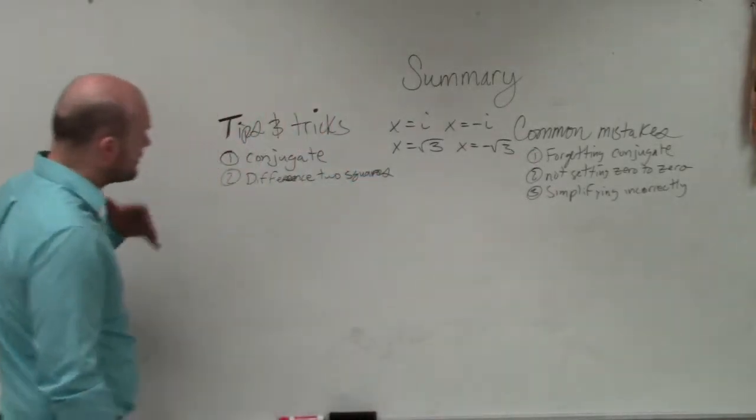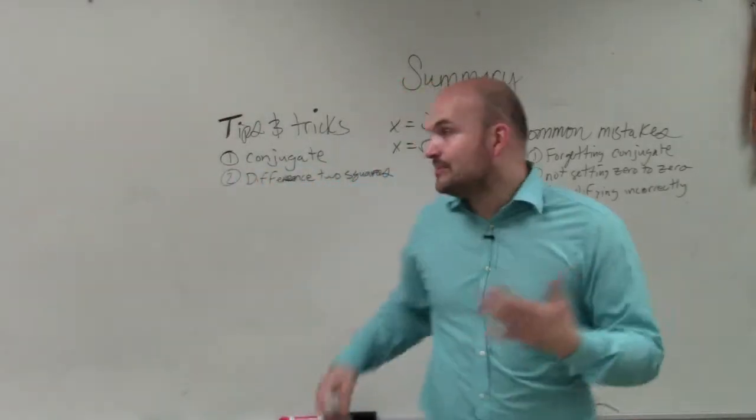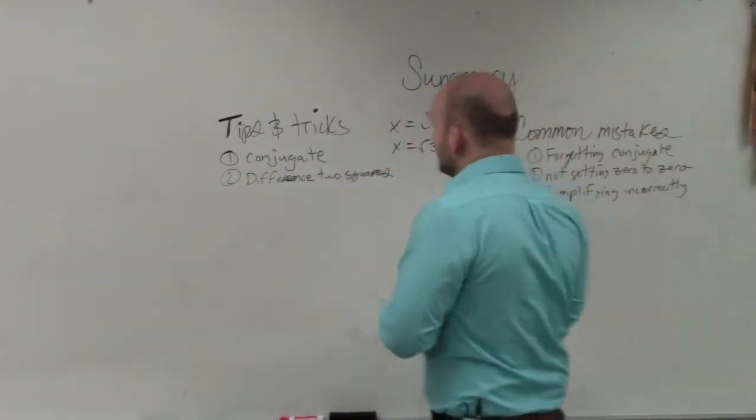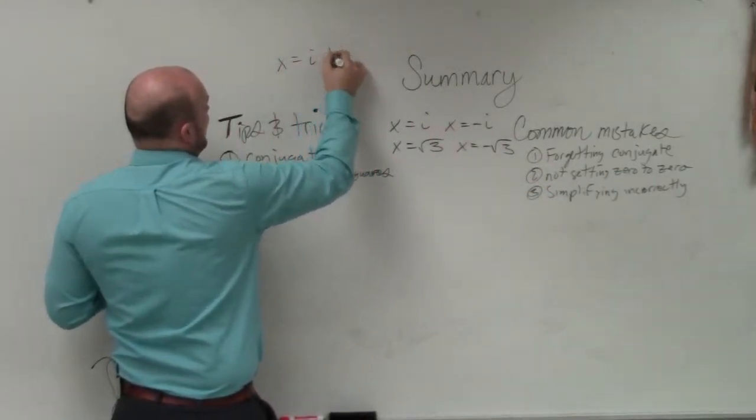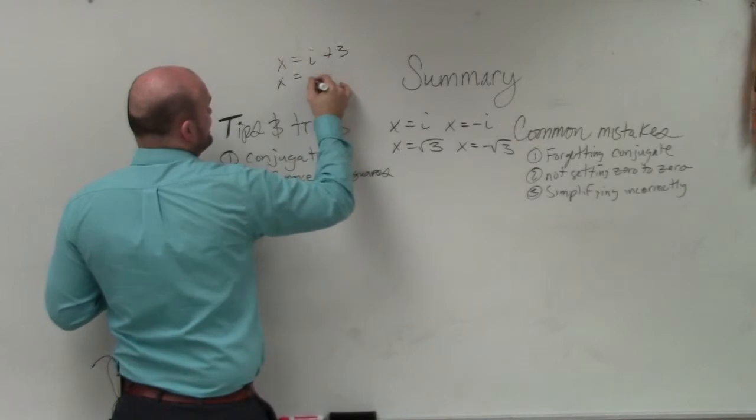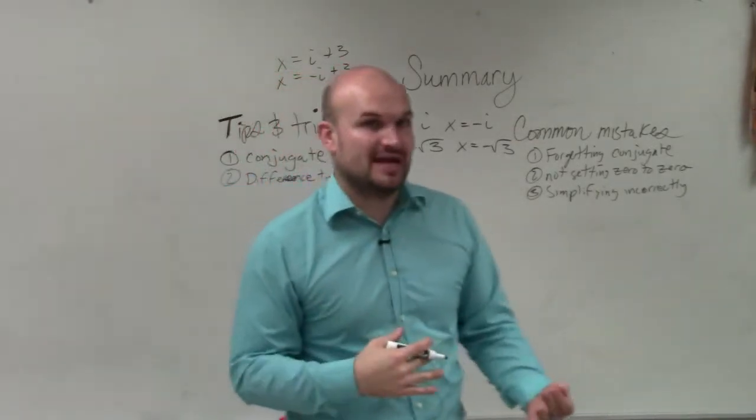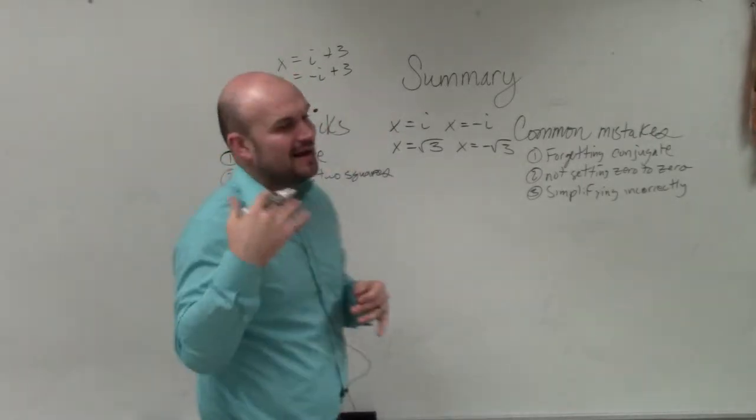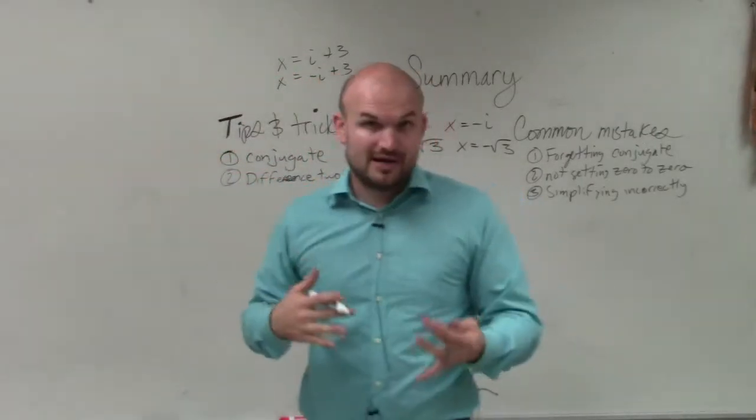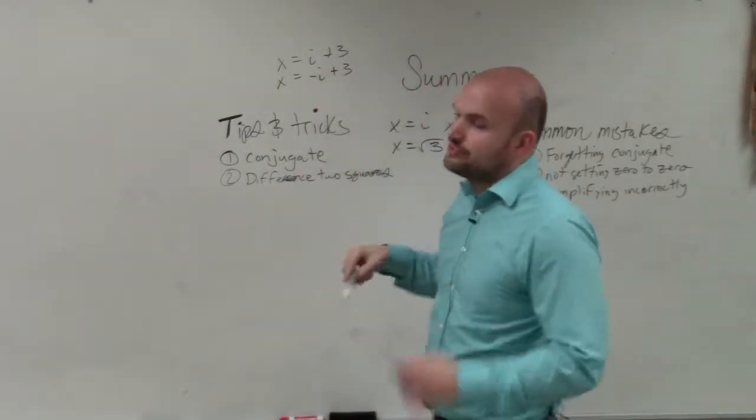So basically, some tips and tricks: please always remember that the conjugate is always going to be negative. And this one kind of gets students right here: x equals i plus 3 and x equals negative i plus 3. Remember, it's i that is positive or negative, not the 3. But a lot of times we have 3 minus i and 3 plus i, right? Because i is afterwards.